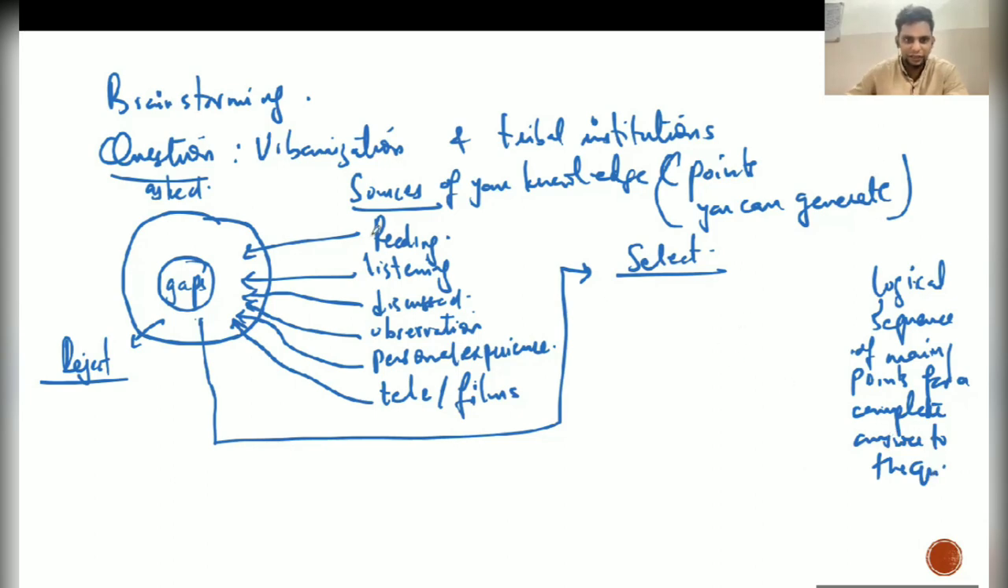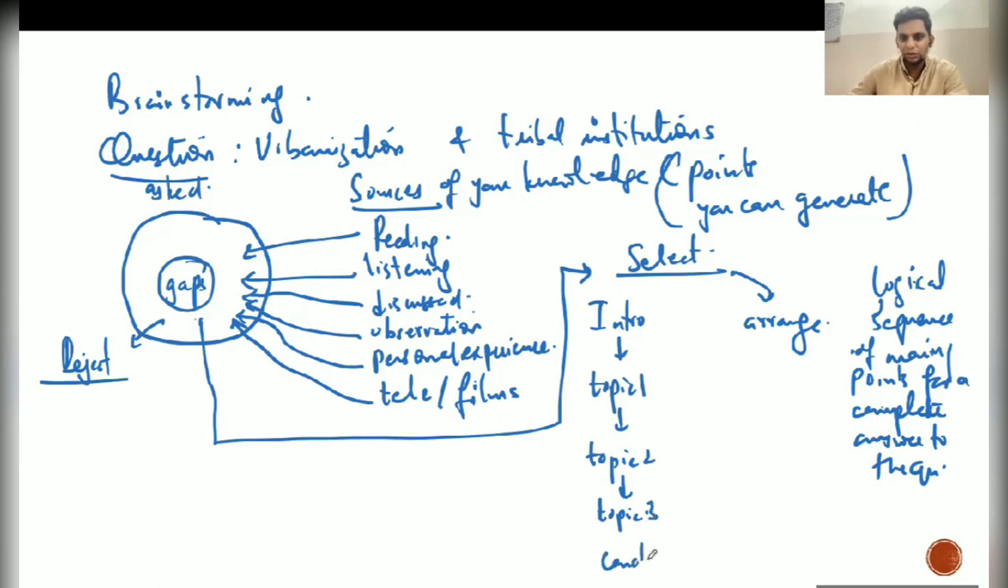So from whatever you have selected from this, take these and try to arrange. Okay, intro. Okay, topic 1 or dimension 1. Then it should go topic 2 or dimension 2, topic 3 or something like this. Okay, and then all the way to the conclusion.